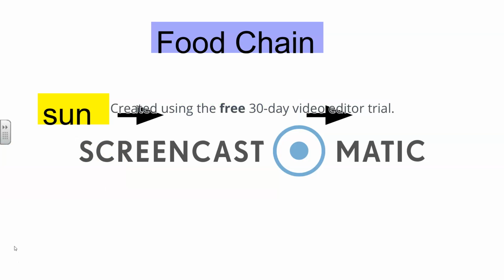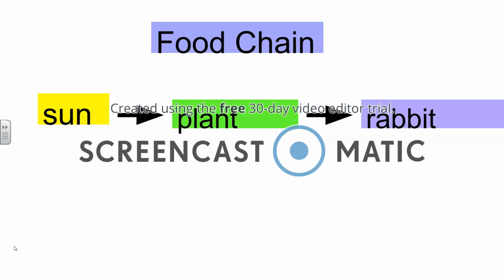So on your example, you have the sun, a plant, and a rabbit. Your arrows should point from the sun to the plant because the plant is getting its energy from the sun. And then from the plant to the rabbit because the rabbit is getting its energy from the plant. All right, so go ahead and draw your arrows in.